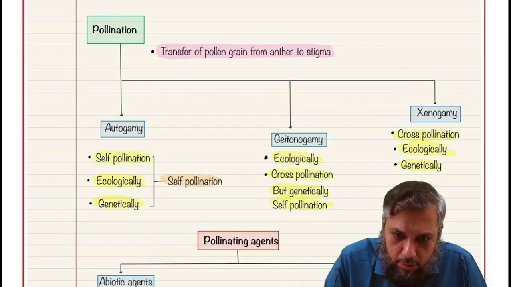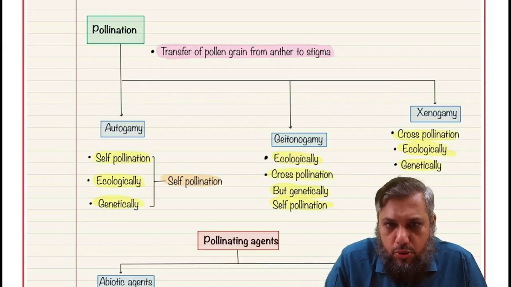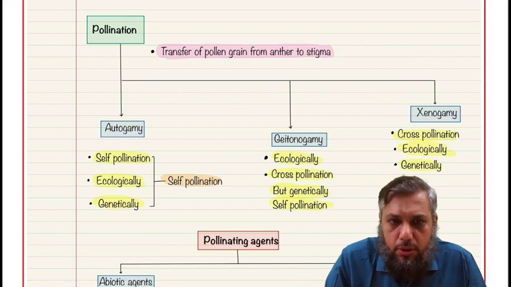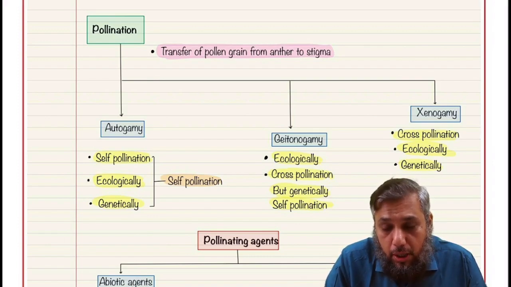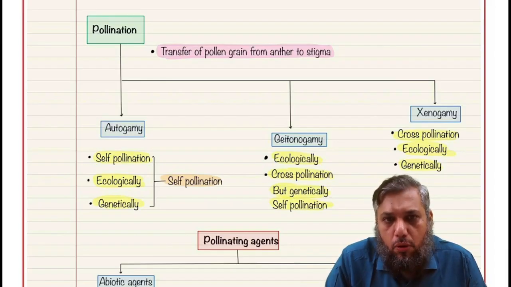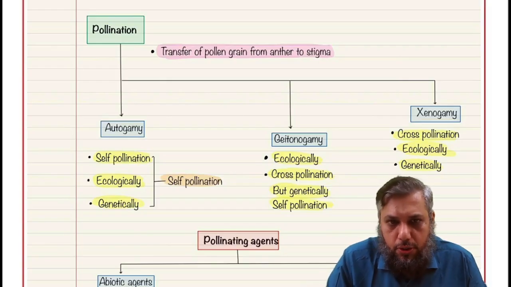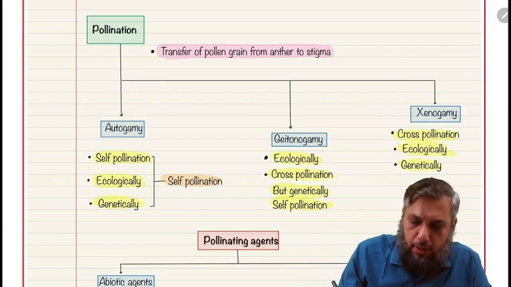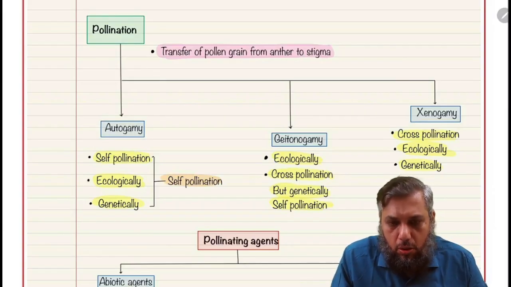In the similar manner, in plants, there is a process which is called as pollination, where there is a transfer of pollen grains from the anther to the stigma. Now, depending upon how many flowers are involved, how many plants are involved, you have got different type of pollinations and different agencies which aid in this mechanism of pollination. So let us briefly see the different types called autogamy, geitonogamy, and xenogamy.